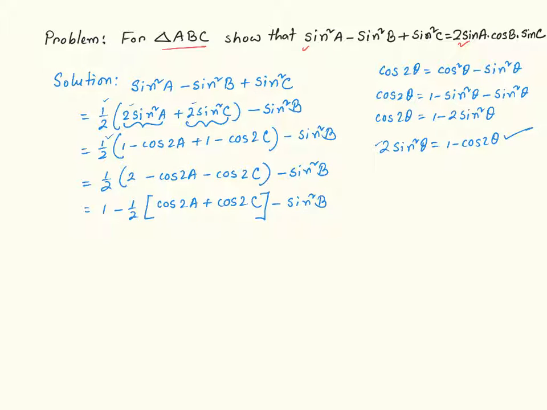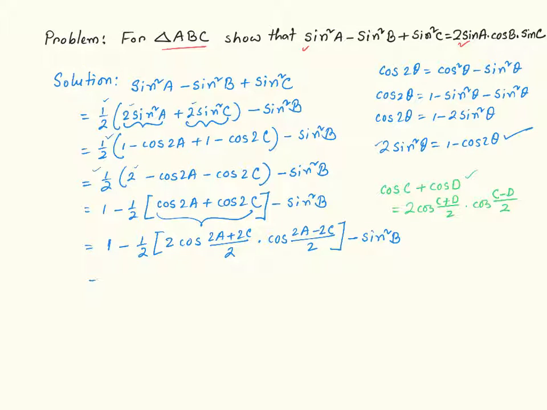Now 1 plus 1 is 2, then minus cosine of 2A minus cosine of 2C, then sine square B is there with a negative. And then I just distribute the 1/2, and if I do that I get 1 minus 1/2 times cosine of 2A plus cosine of 2C. Now we are going to use another trig property which is going to help us simplify this. That property is this: cosine of C plus cosine of D is equal to 2 cosine of (C plus D) over 2 times cosine of (C minus D) over 2. We are going to use that to simplify this.